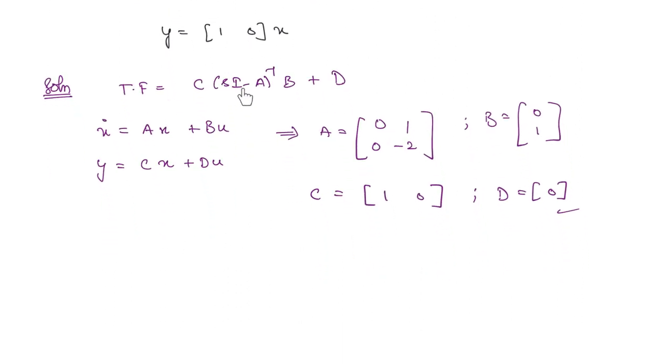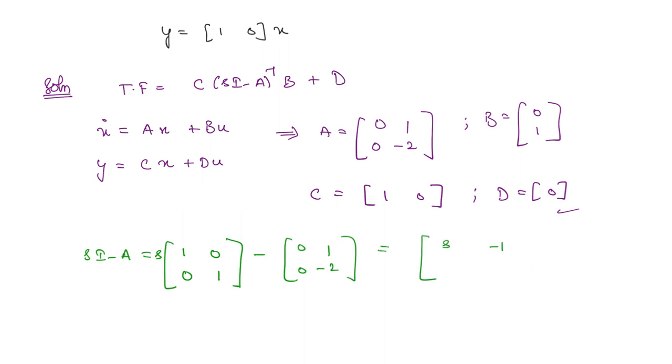So first we will try to find (sI minus A) inverse. What will be sI minus A? This is going to be s times [1, 0; 0, 1]. Because this is a 2 by 2 matrix, you have to take the identity matrix also 2 by 2. If A was 3 by 3, then what should have been taken? [1, 0, 0; 0, 1, 0; 0, 0, 1] would have been the identity matrix. So this minus A, which is [0, 1; 0, -2]. What are you going to get? [s, -1; 0, s+2].